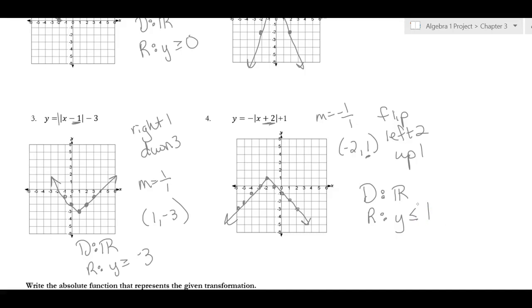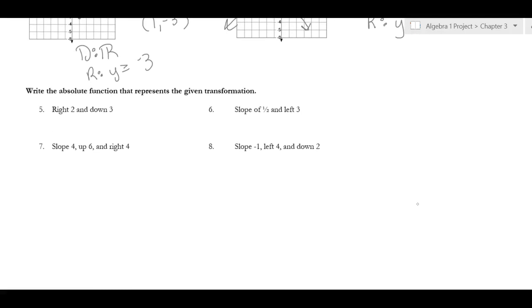All right, the last thing we have to do is be able to write equations. Okay, so right 2 would tell me it goes inside with the x, and since it's a right 2, it's the opposite. It's minus 2. And then a down 3 goes on the outside.